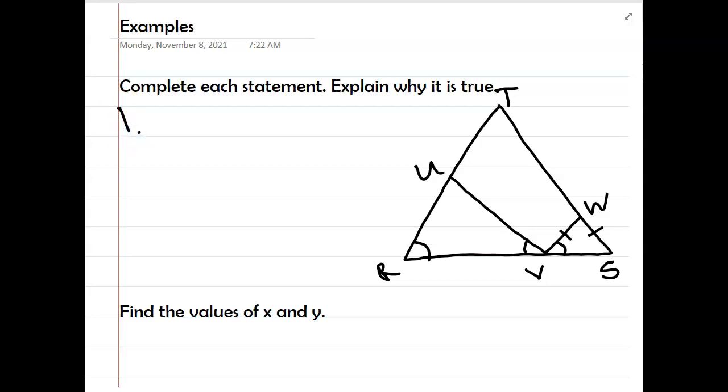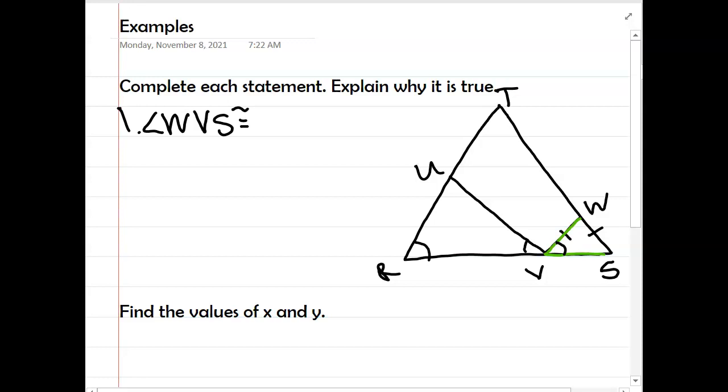Okay, so here's the statement we're going to complete. And whenever it says explain why it's true, we're kind of looking at those theorems that we were introduced with today. That would be your explanation. Use one of the theorems or the corollary. So number 1, angle WVS is congruent to. Now, angle WVS, okay, it's marked right here. Now, I know it's marked, and I know that there's 2 other angles that were marked. So I know already that it's congruent to angle R, and it's congruent to angle UVR.